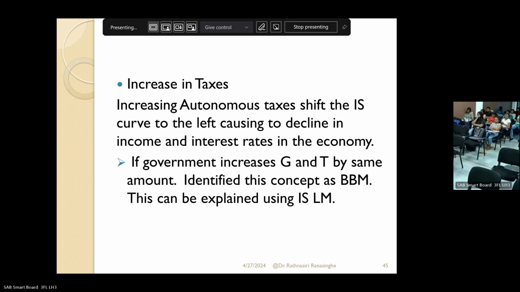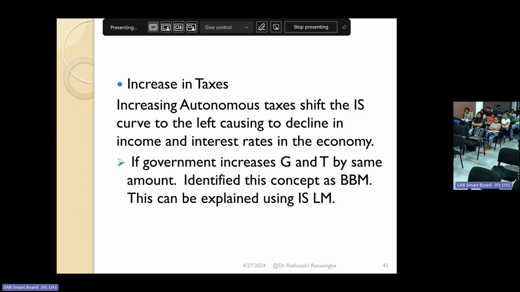Now here, this is the IS-LM. We take the IS curve in the initial situation, with a particular level of government expenditure and a particular level of taxes. So this is the LM, and this is the equilibrium. The economy is initially in equilibrium at point E0. We have the equilibrium interest rate and the equilibrium income.